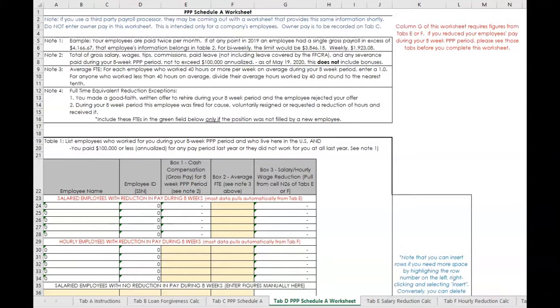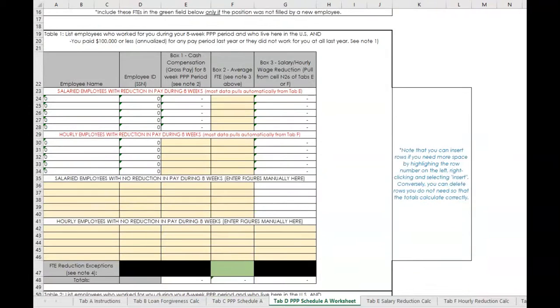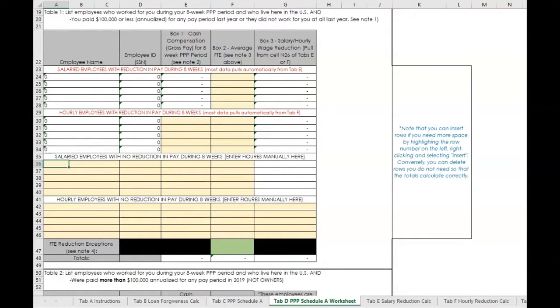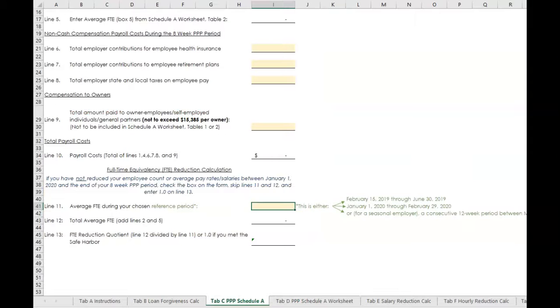If your employees' hours and pay levels were the same during your covered period as they were at February 15th, you can skip straight to tab D, which is the PPP Schedule A worksheet. Here you will manually record your employee data in the yellow fields, including names, social security numbers, compensation for the covered period, and the full-time equivalent calculation for each employee. Those totals will then flow to tab C.